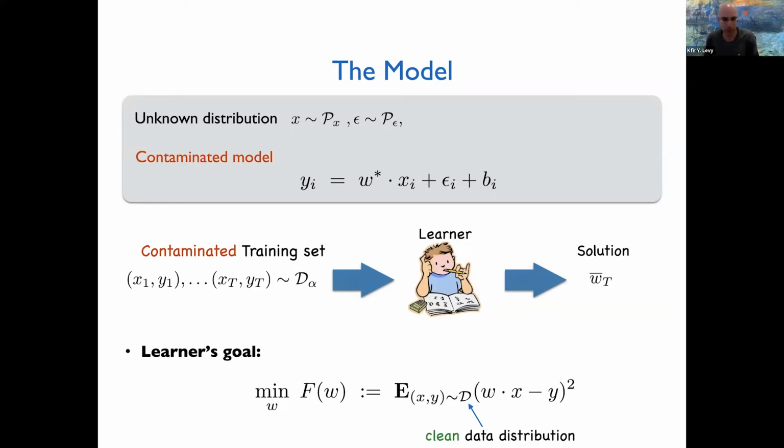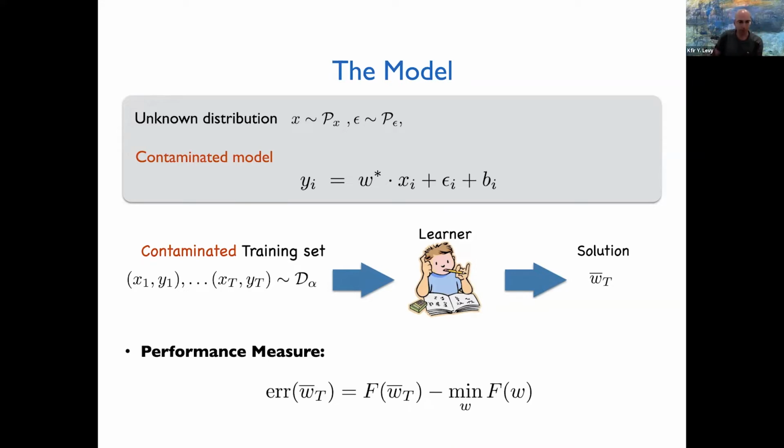Okay, so the learner has access to contaminated data, but he would like to ensure guarantees with respect to the true clean data. Okay, so the goal of the learner is this, and we measure the performance of the learner using the generalization error, which is defined here.